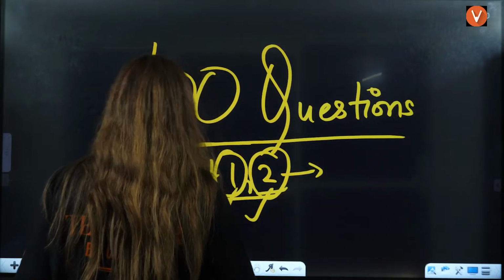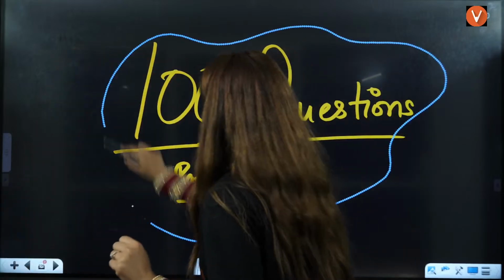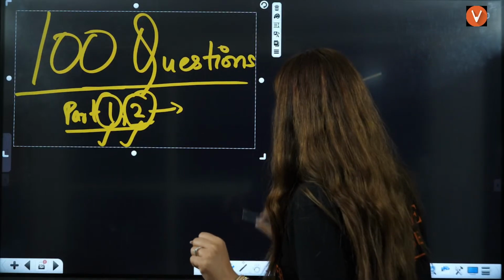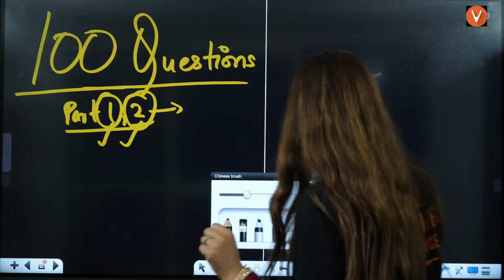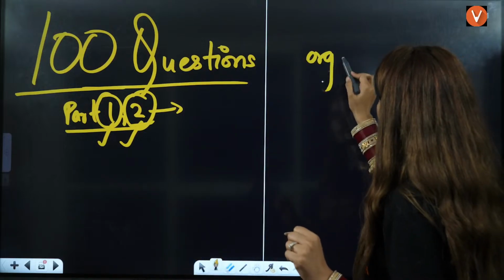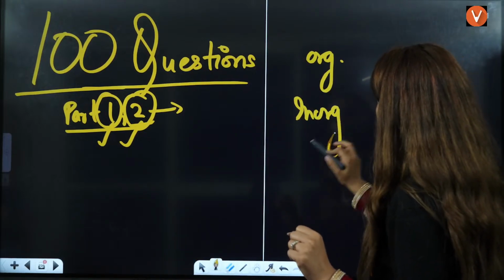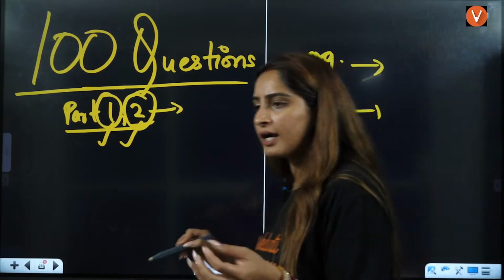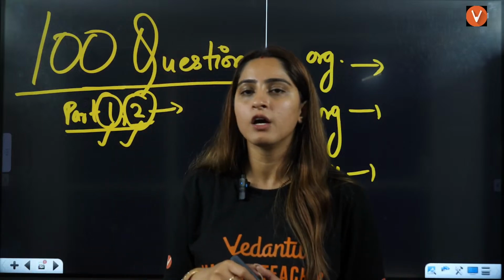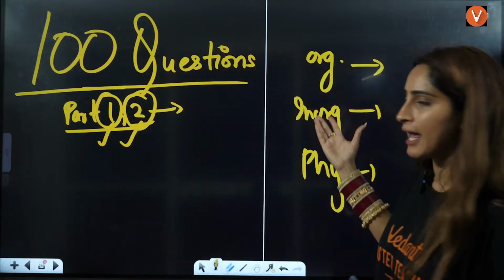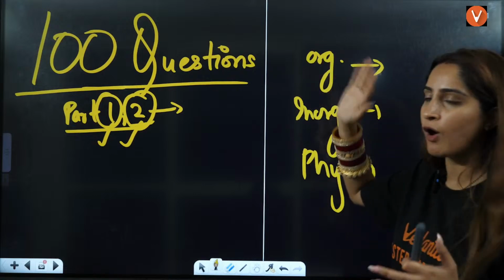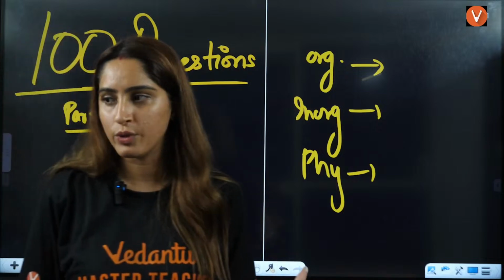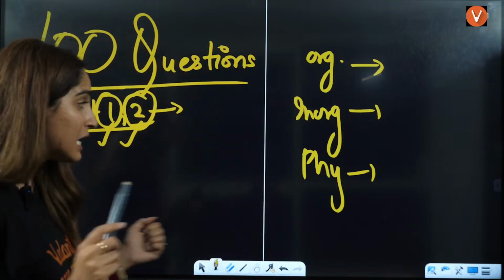Now I'll be doing some very, very small sessions for you. Tell me if you want it or not. Those sessions will be based on organic chemistry, inorganic chemistry, and physical chemistry. Hardly a 40-minute session it will be. Physical chemistry formulas, inorganic chemistry important exceptions, and organic chemistry will be entirely your naming reactions and distinguishing tests. These 3 sessions I'm going to take.